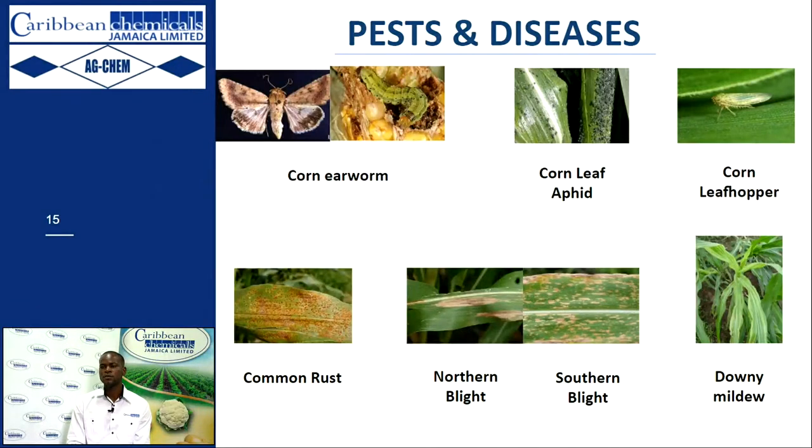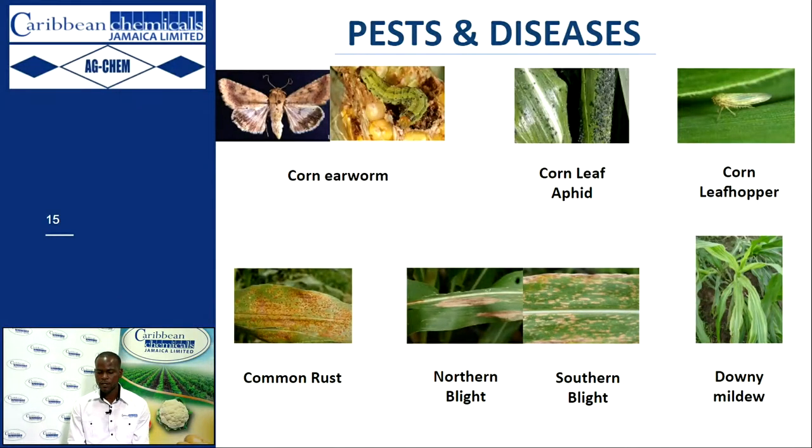And generally at maturity, you'll see one larva. But in the earlier stage, there could be several of them feeding. But as the larvae mature, they would basically cannibalize each other. And generally, you see one. Yeah, that is a major pest. Followed by aphids, your corn leafhopper, etcetera. So these are some of the pests you need to watch out for.